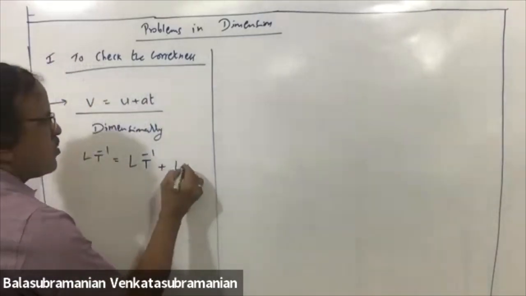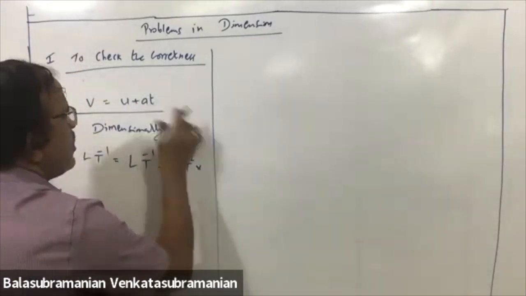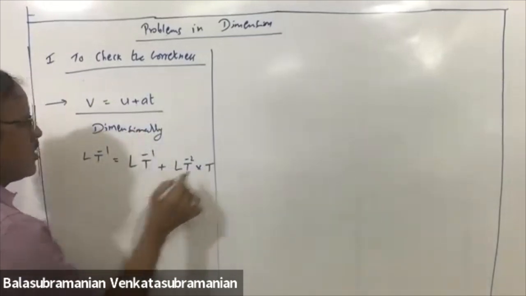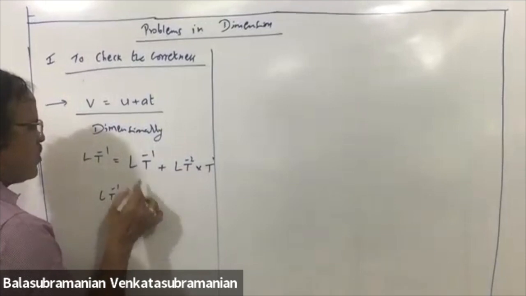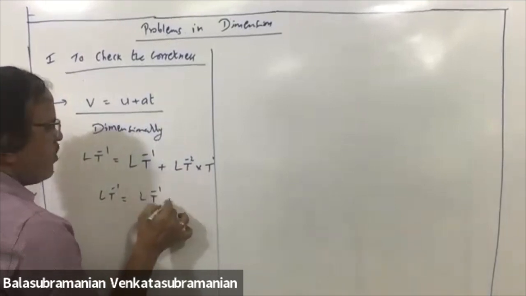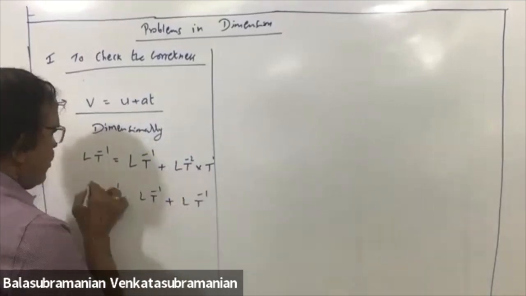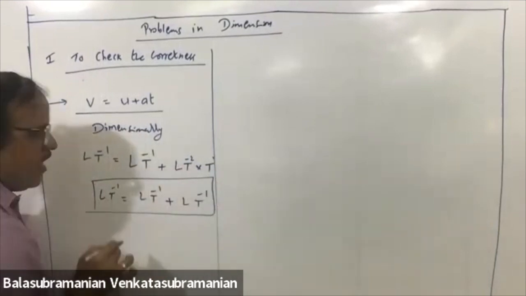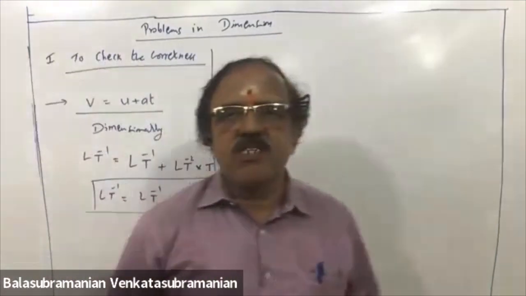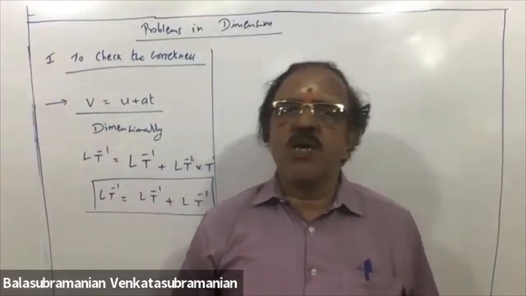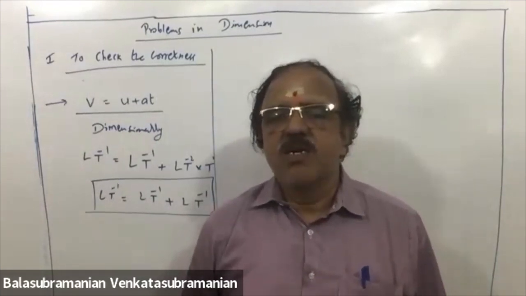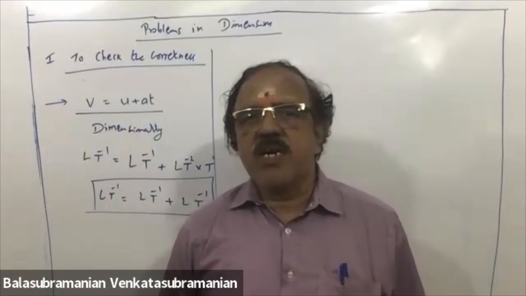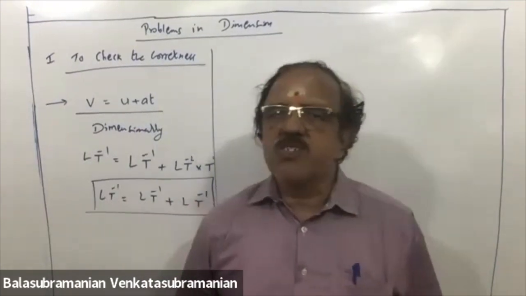LT power minus 2 into time is T. That is T power 1. So LT power minus 1, LT power minus 1, LT power minus 1. Left hand side LT power minus 1, right hand side also LT power minus 1. So dimensionally correct. That's all. We are not checking mathematically. We are checking only dimension.